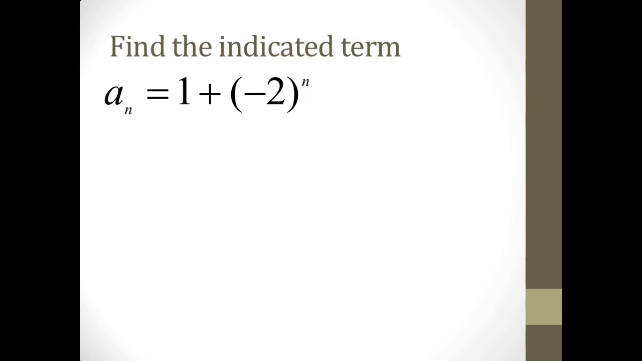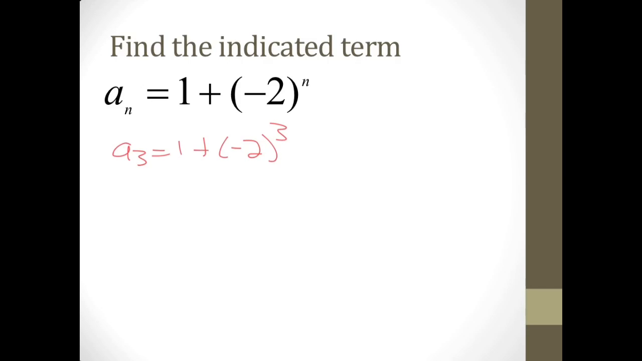Here's another formula that is a little different. We have the same notation though. a sub n is equal to 1 plus negative 2 to the n. Again, a sub n represents the term we're looking for, and n is the position in the sequence that term falls in. If we plug in some numbers here, let's say I wanted to find the third term. Then a sub 3 is equal to 1 plus negative 2 to the third.